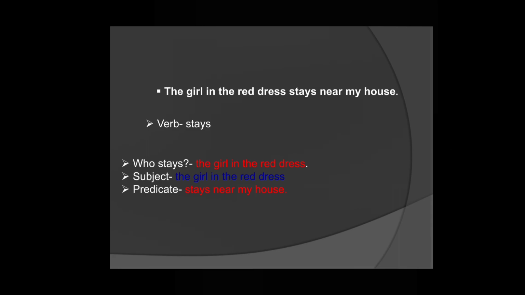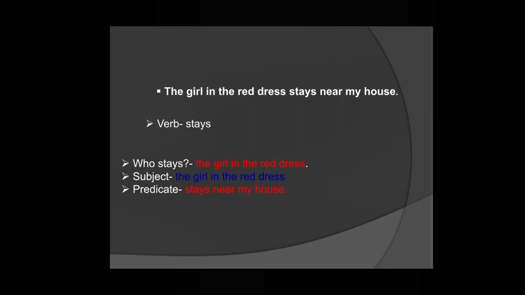Fourth one. The girl in the red dress stays near my house. We have a long sentence here. The sentence is, the girl in the red dress stays near my house. Which is the verb here? The verb is stays. Then we can ask who or what. In this case, we can ask who stays. The answer that we get is the girl in the red dress.